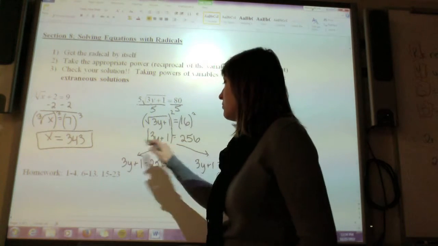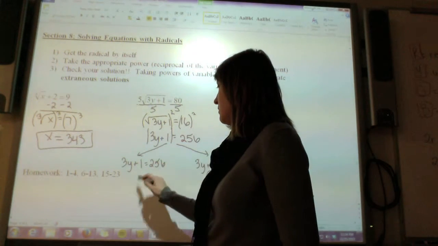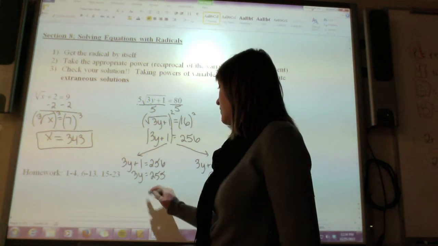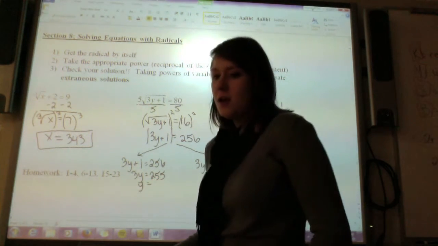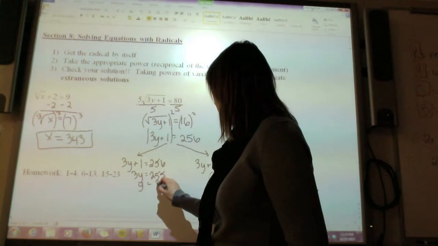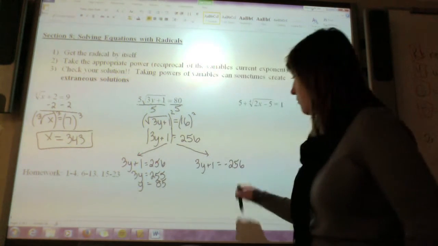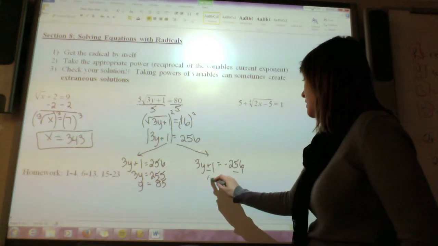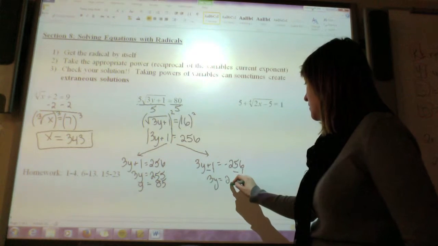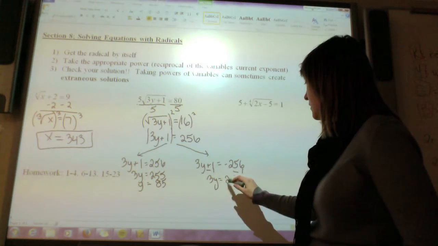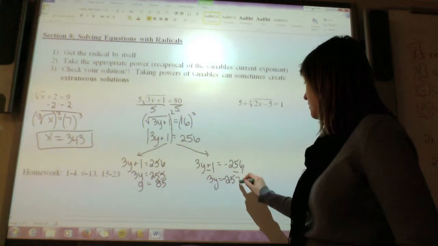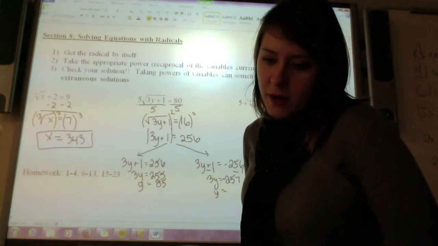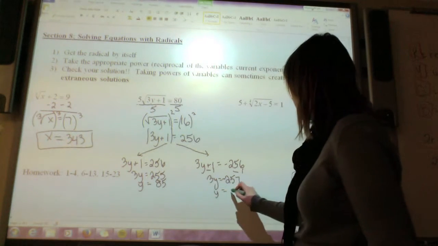So then when I solve this, I subtract 1, I get 3y equals 255, and then I divide by 3, and I get y equals 85. Over here I can do the same thing for the negative, so if I subtract 1, I get 3y equals negative 257. And then if I divide by 3, I get y equals negative 85 2/3.